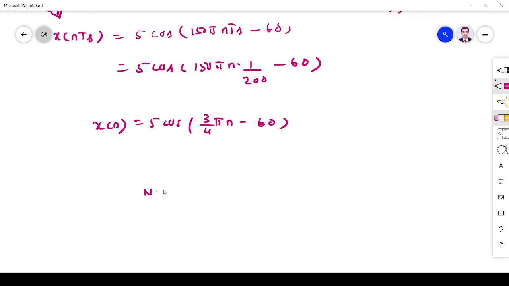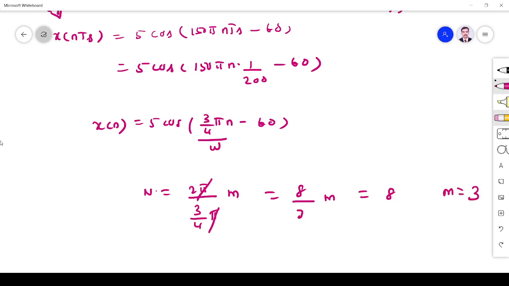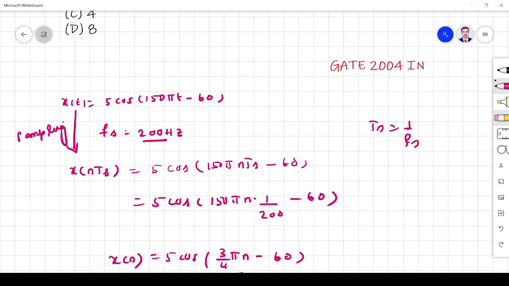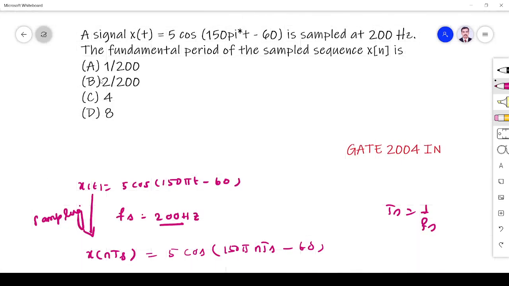So fundamental period N is 2π by omega. Omega is 3π by 4. This is omega. N is 2π/ω times m, where m is any integer which makes N an integer. So it is 8 by 3 m, that is equal to 8 for m equal to 3. So fundamental period is 8. What is m? m is the integer which makes N an integer, right? Okay. So the answer is option D.